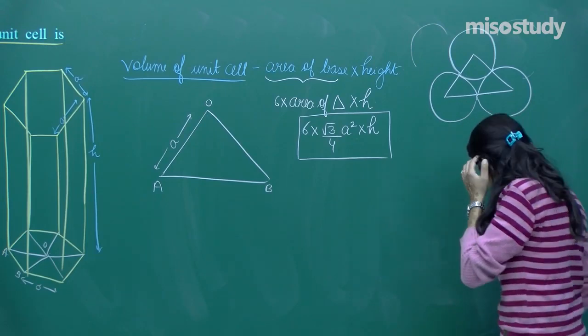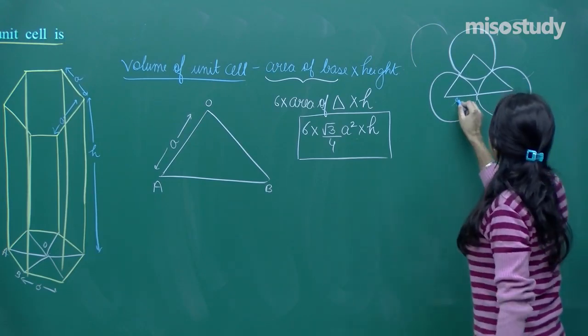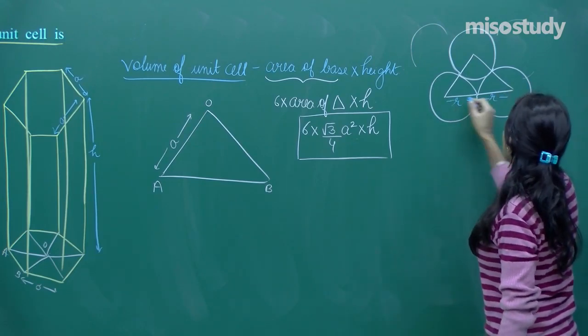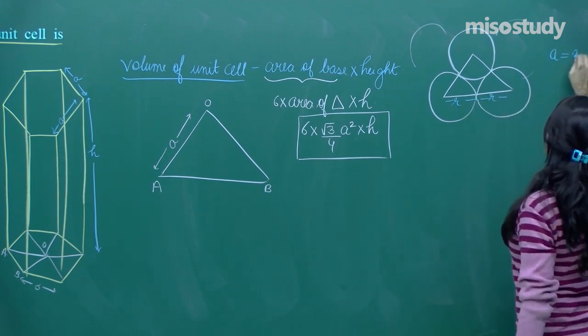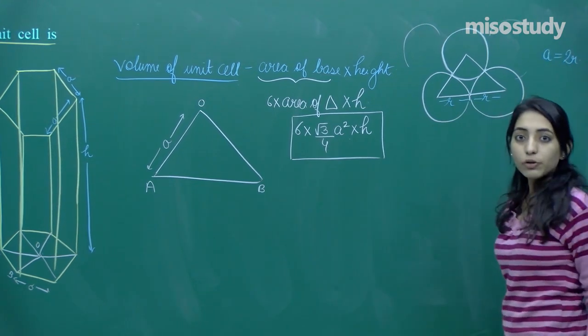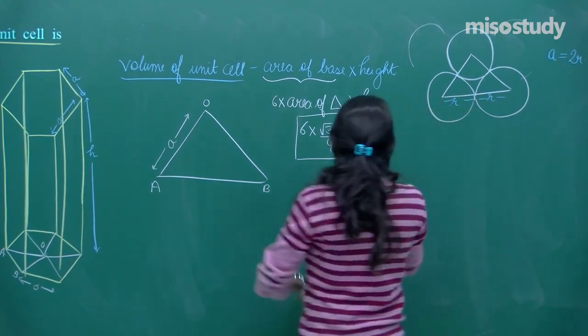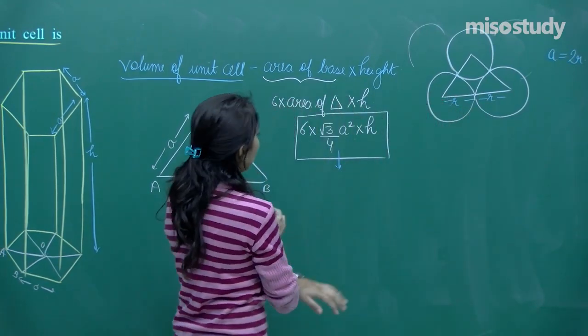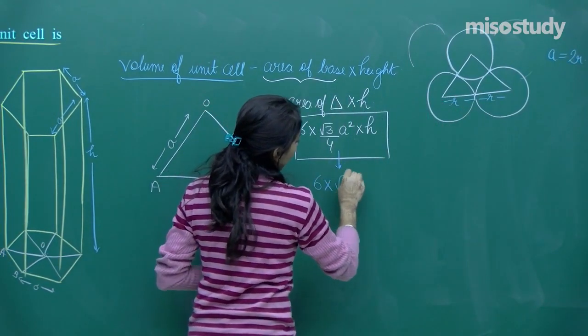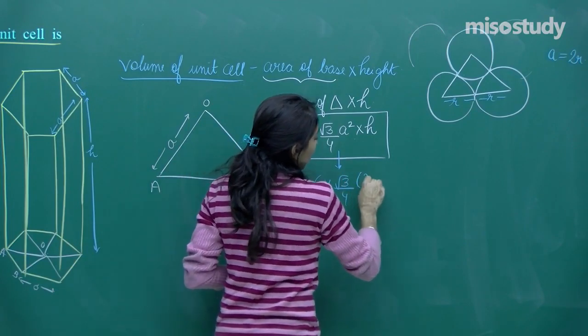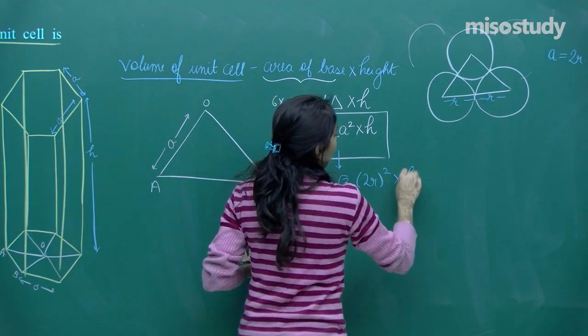That means you can simply say, if this is r, then the edge length is equal to 2r, okay? So we know that a is equal to 2r. Finally, I can figure out that the volume will be 6 into under root 3 by 4 into 2r whole square multiplied by h.